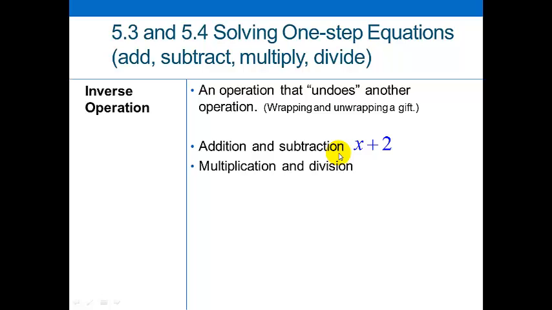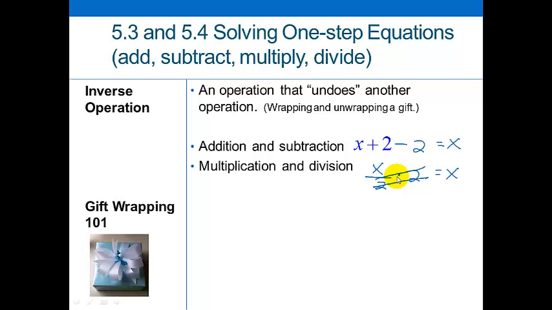So if I had this variable x and I added 2, I would have to subtract 2 in order to get back to my original gift. If I had x and I divided it by 2, I would have to multiply by 2 to get back to my original x, because this would cancel out. So again, you're going to undo what you've done. So I like to call this gift wrapping 101.